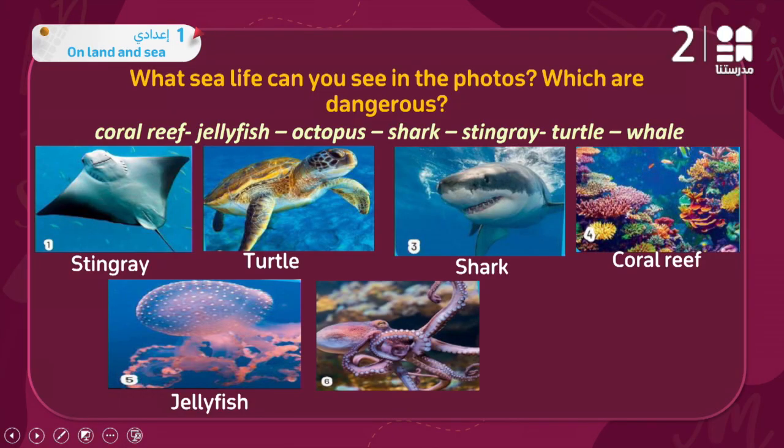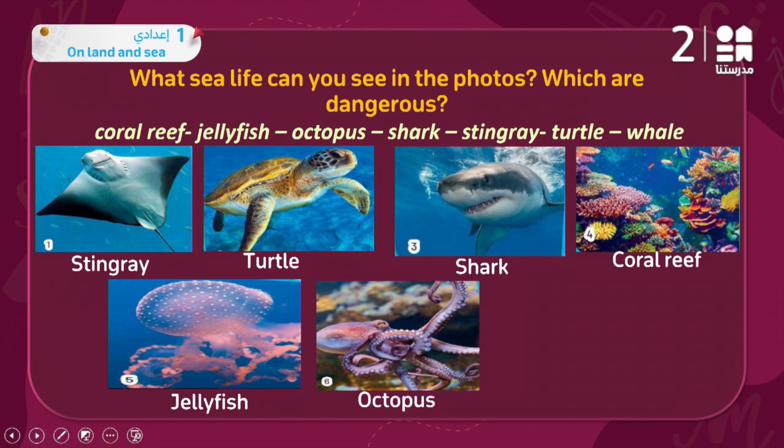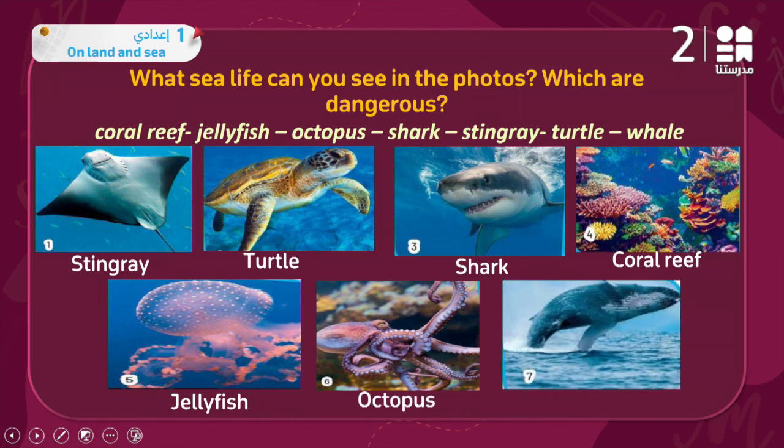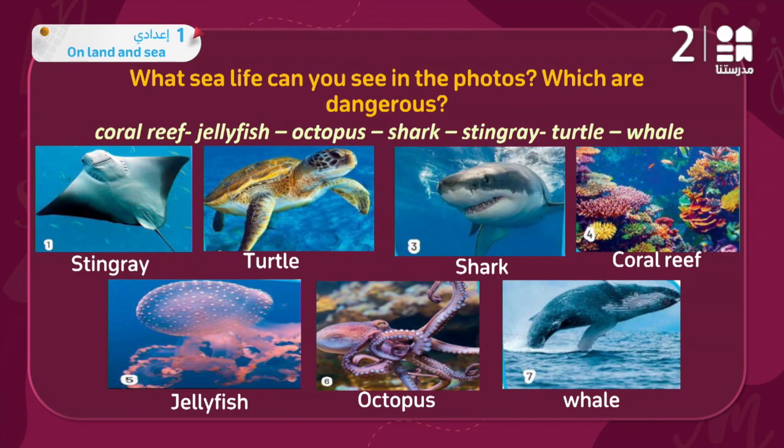After that, we have the octopus. The octopus is another aquatic animal that has what? It has 10 arms or 10 legs, and we can call them tentacles. Okay. After that, the last animal we have is the whale. The whale is a mammal, kids. The whale is not a fish, it is a mammal. Okay? It's very huge. The whale, it's a huge mammal, not a fish.